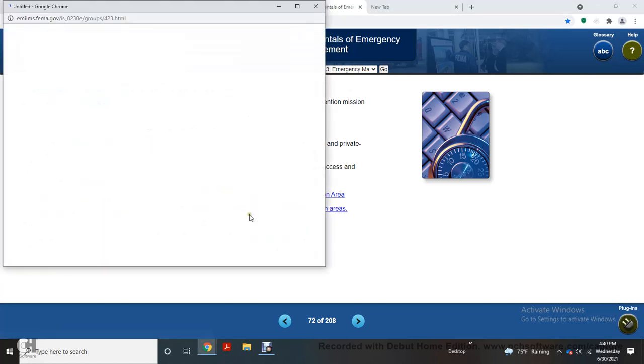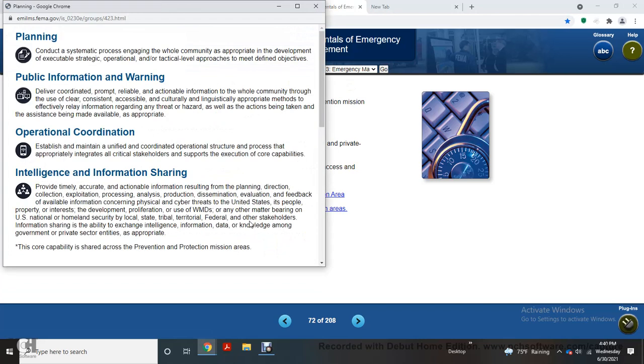Protection mission area. Planning. Conduct a systematic process engaging the whole community, as appropriate, to develop executable strategic, operational, and tactical approaches to meet defined objectives. Public information and warning. Deliver coordinated, prompt, reliable, and actionable information to the whole community through the use of clear, consistent, accessible, culturally and linguistically appropriate methods to effectively relay information regarding threats and hazards, as well as the actions being taken and the assistance being made available, as appropriate.